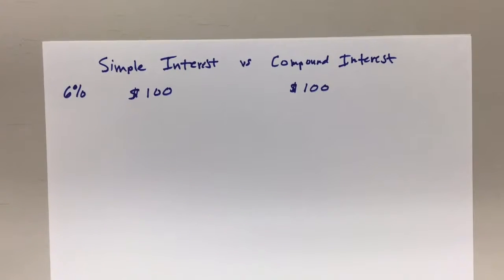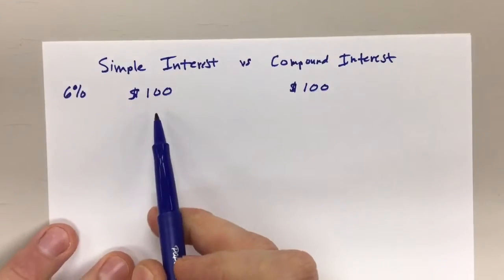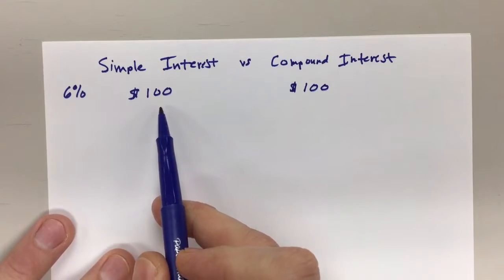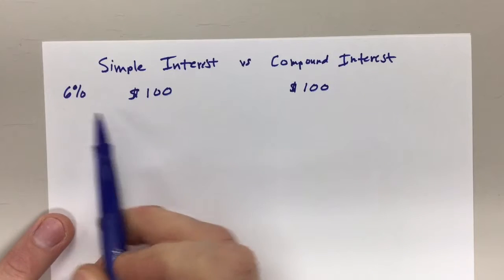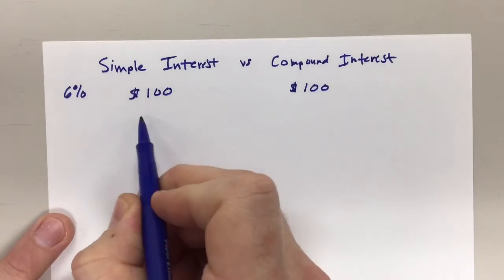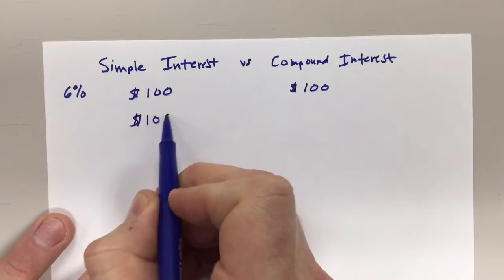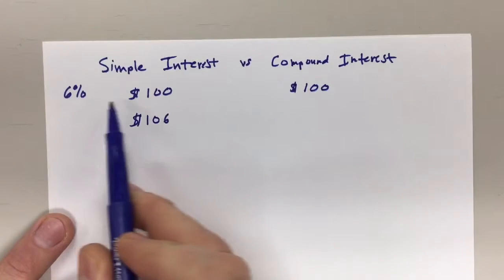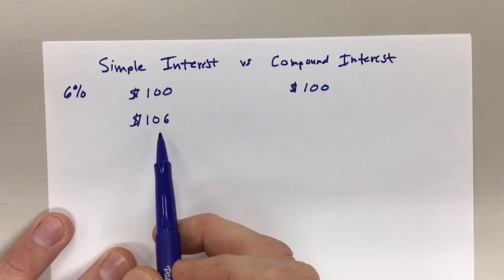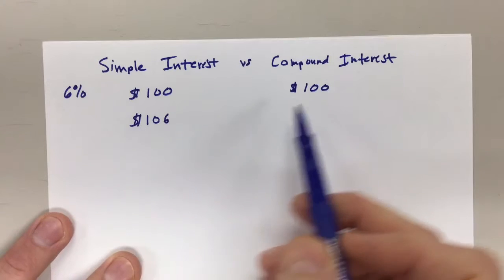In today's lesson, we will learn about compound interest. We'll start with a little exercise to illustrate the difference between simple interest and compound interest. In simple interest, with an initial deposit of $100, earning 6% interest, after 1 year, we would have $106 because 6% of 100 is $6, and that would get added to our balance.